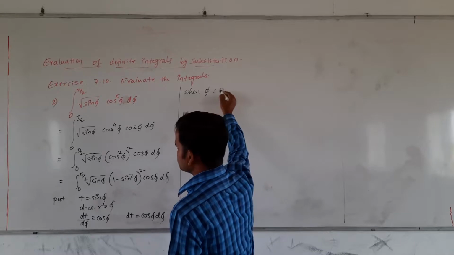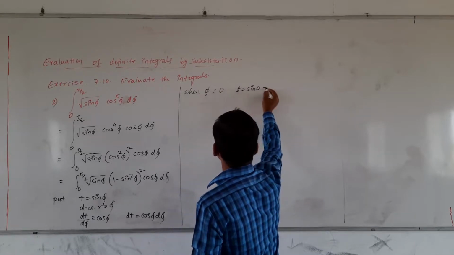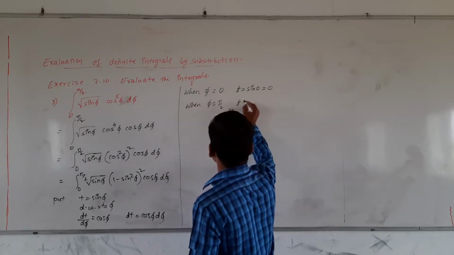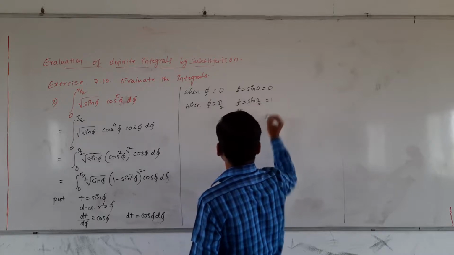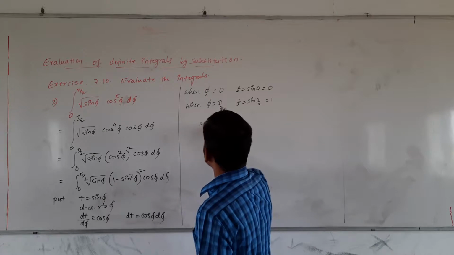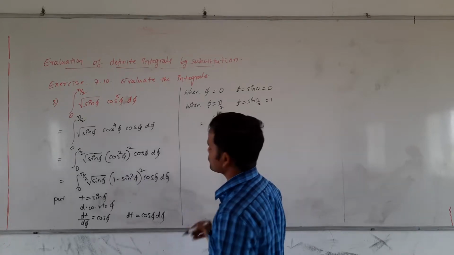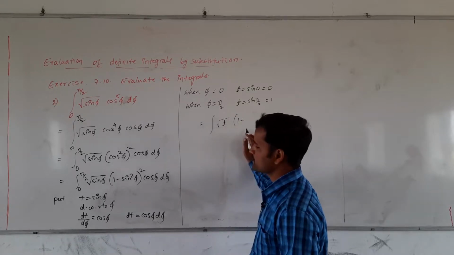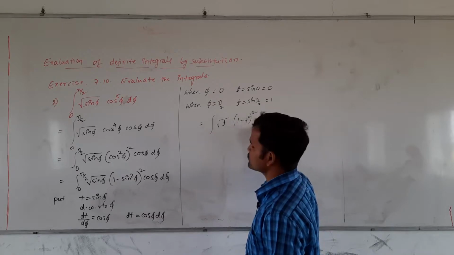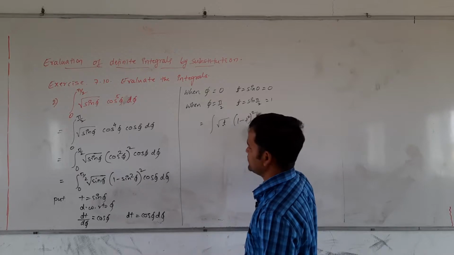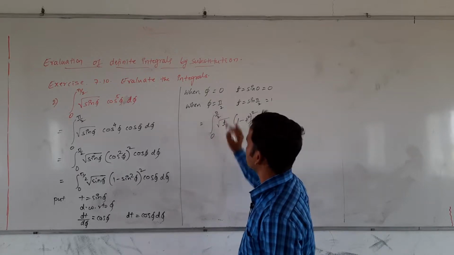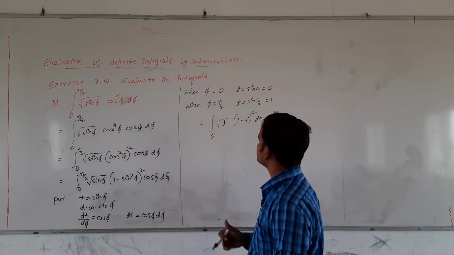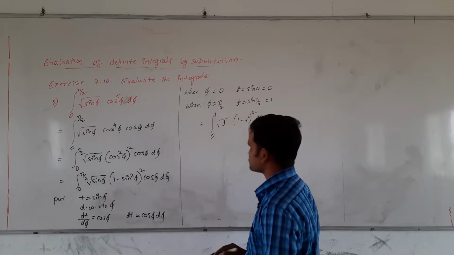When phi is equal to 0, t is equal to sin 0, which gives 0. Next, when phi is equal to pi by 2, that is 90 degrees, then t is equal to sin 90 degrees, that is 1. Now the integral becomes the integration of square root of t, multiplied with (1 minus t squared) whole squared, cos phi d phi is dt. Integrating from 0 to pi by 2 is for the variable phi. For the new variable t, we need to write it as 0 to 1.